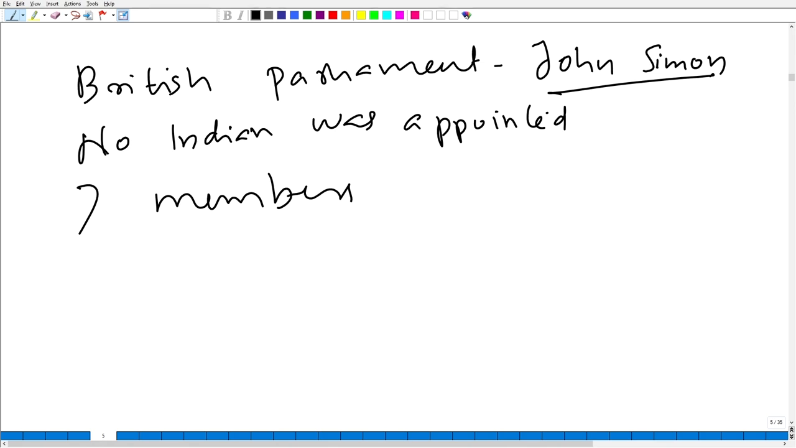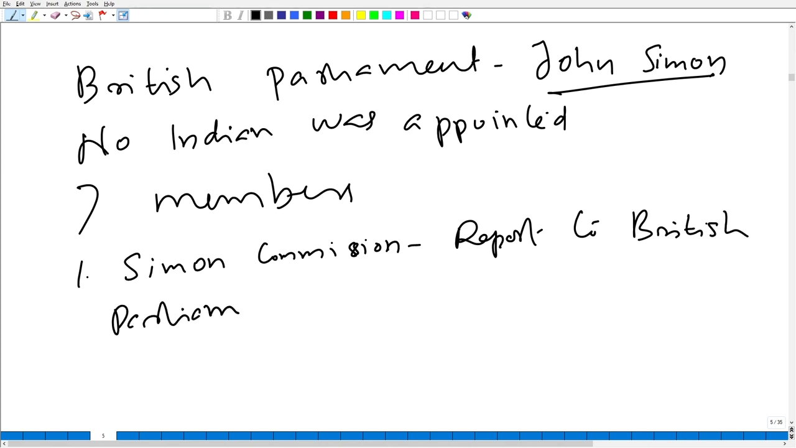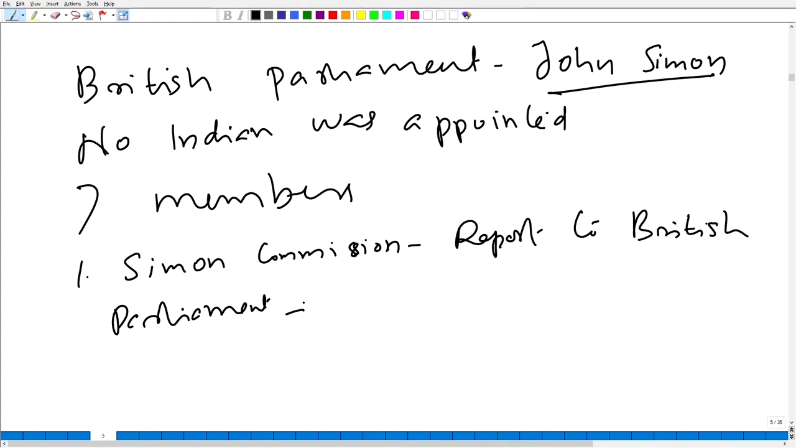Now, the major question arises: why did the British appoint all these members from British Parliament? The British replied that since the Simon Commission was required to submit its report to British Parliament, all these members were appointed from British Parliament. One of the reasons expressed by the British government for the exclusion of the Indians from the High Power Commission was that the commission was to submit its report to the British Parliament. But there were two Indian members in the British Parliament.